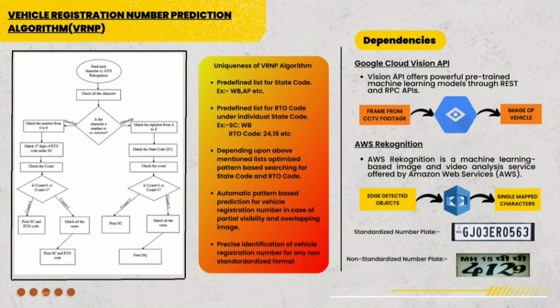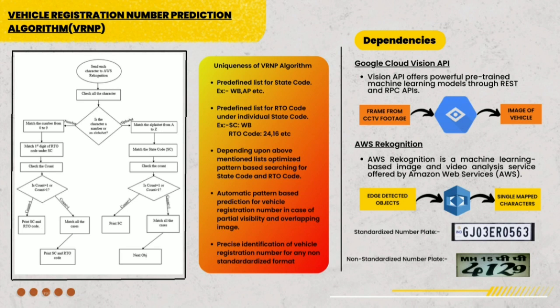That is, we are checking the count. If the count is greater than 1, all the cases of the RTO codes are matched. And if the count is 1, I mean there is only one RTO code that starts with that digit, then directly the RTO code is written. This way, we are getting the state code and the RTO codes. Thereafter, we have the district codes and the unique registration number. Those are also matched through this algorithm, and thus we are finding the entire vehicle registration number using our VRNP algorithm.